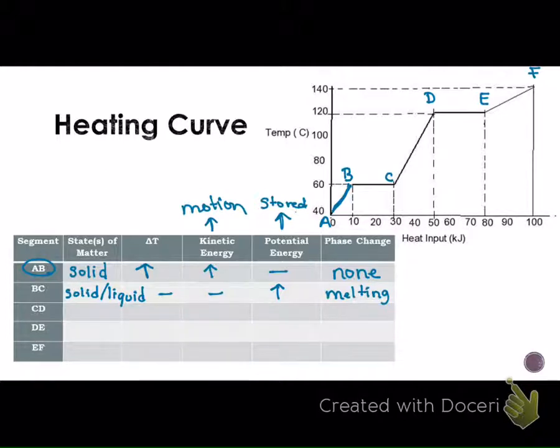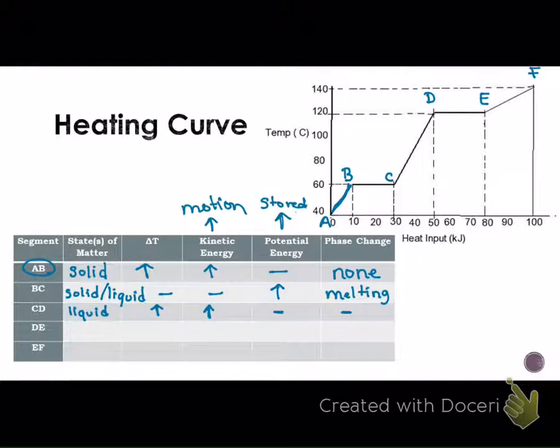Moving into the next segment, CD, we can see we are back to having a line with a slope. At this point, all of that stored energy has converted our material over from a solid-liquid blend all the way over to being just liquid at this point. Delta T, we can see it rises quickly from 60 to 120 degrees Celsius, so it increases. What happens to its kinetic energy? Well, its temperature increases, therefore its motion energy is going to increase. What about its potential energy? What about its stored energy? Again, it's moving faster, so nothing's being stored at this point, and it's all in the liquid state, so no phase change is taking place.